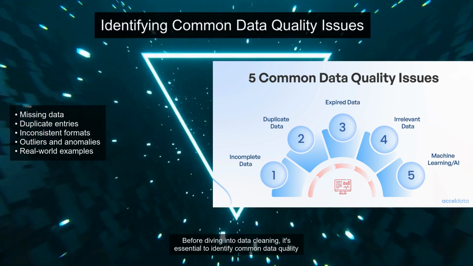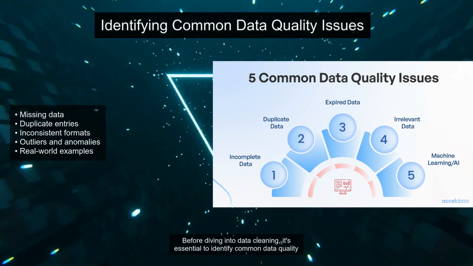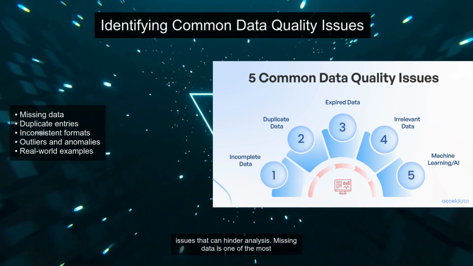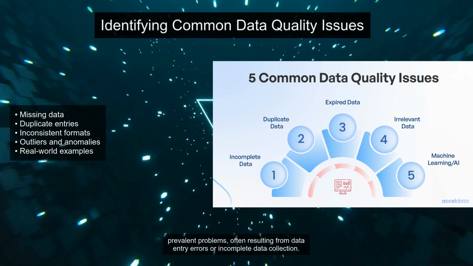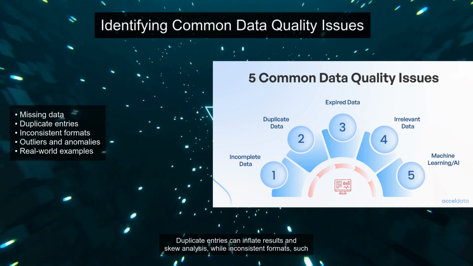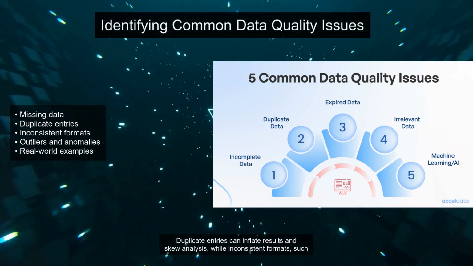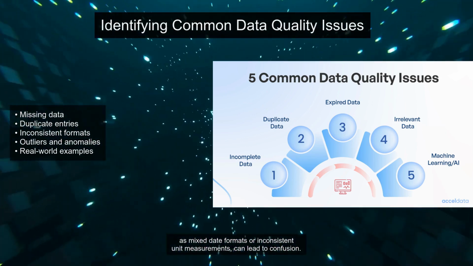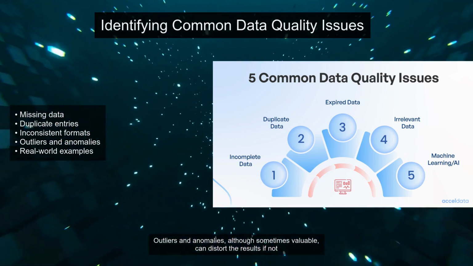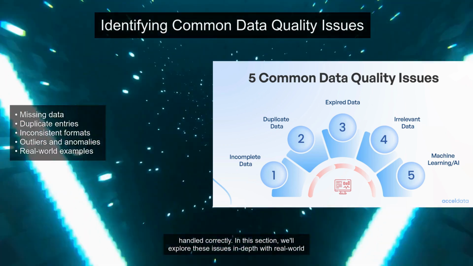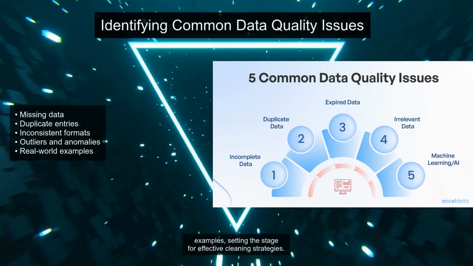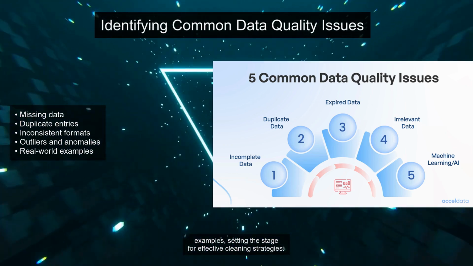analytical process. Before diving into data cleaning, it's essential to identify common data quality issues that can hinder analysis. Missing data is one of the most prevalent problems, often resulting from data entry errors or incomplete data collection. Duplicate entries can inflate results and skew analysis, while inconsistent formats, such as mixed date formats or inconsistent unit measurements, can lead to confusion. Outliers and anomalies, although sometimes valuable, can distort the results if not handled correctly. In this section, we'll explore these issues in depth with real-world examples, setting the stage for effective cleaning strategies.